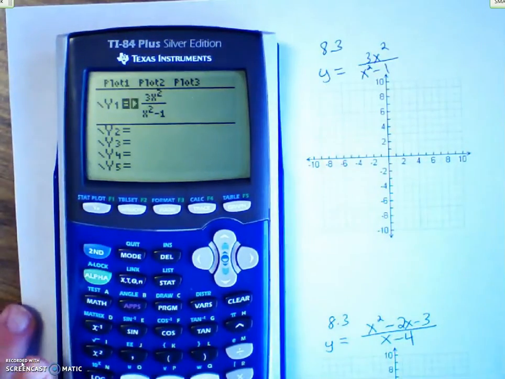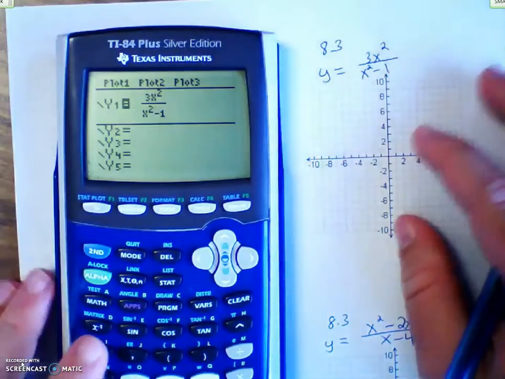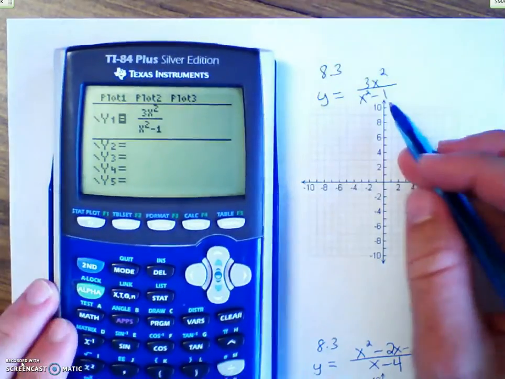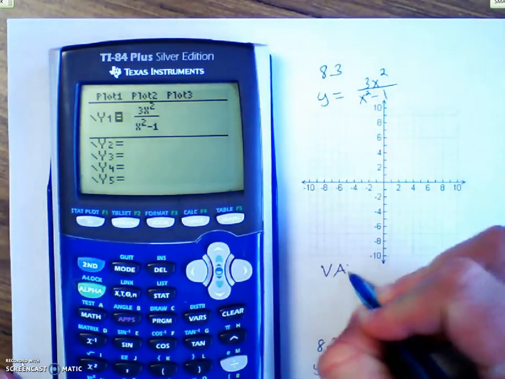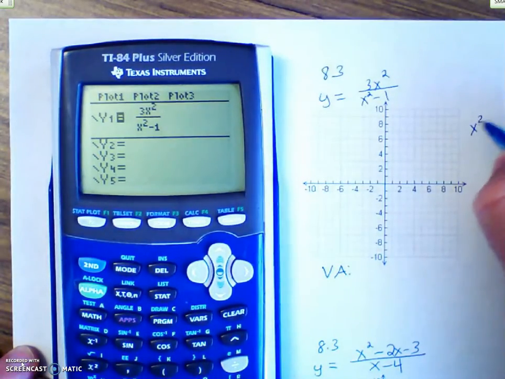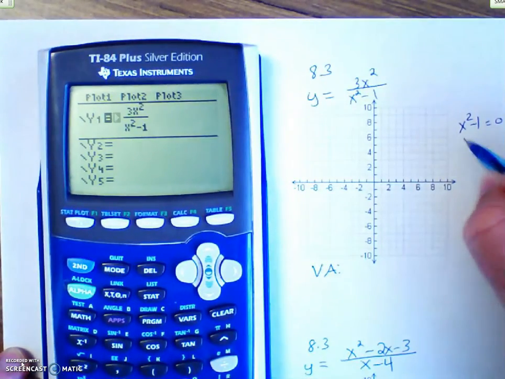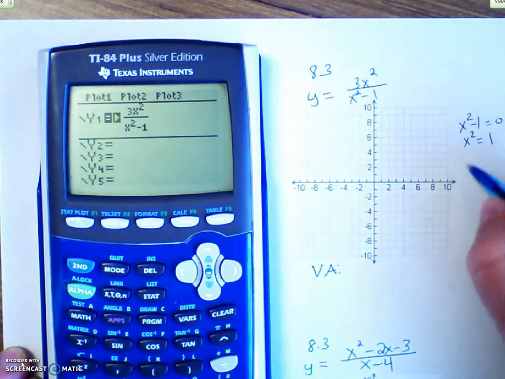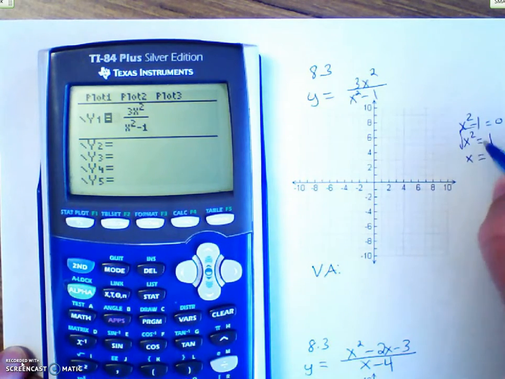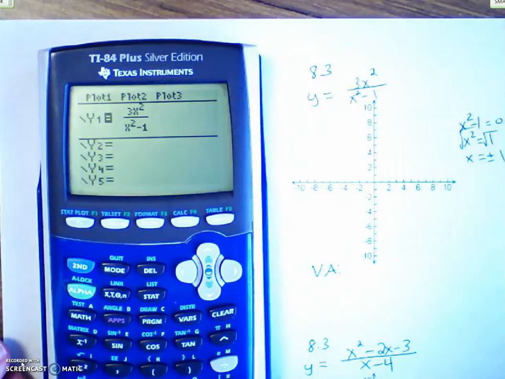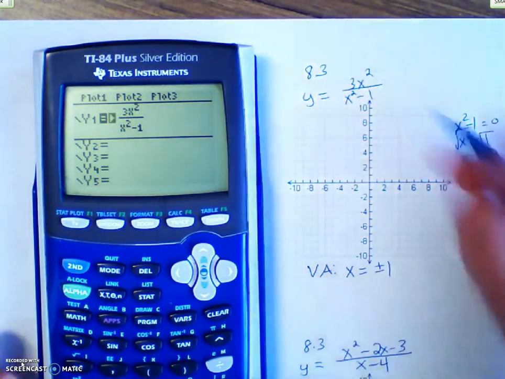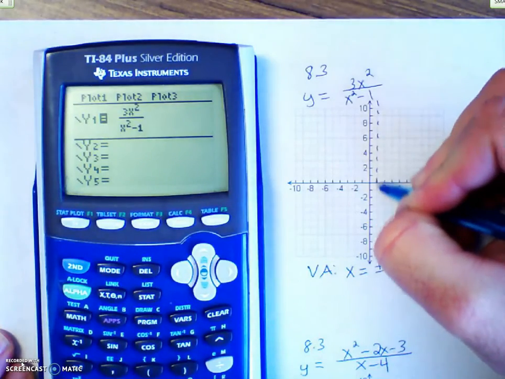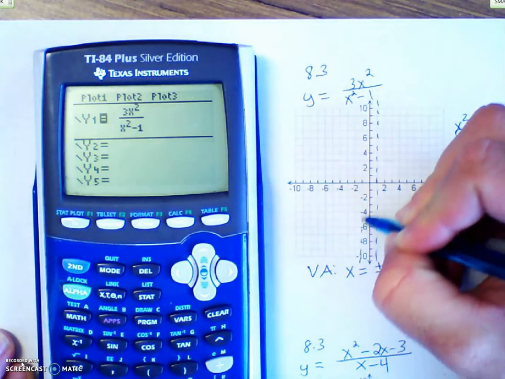All right, two more graphs to look at in chapter 8.3. The first one I'm going to do is this one, which is 3x squared over x squared minus 1. So vertical asymptote, set the denominator equal to 0 and solve. And you can do it by the square root method. And when you square root both sides, you have to make sure you include the plus and minus 1. So your vertical asymptotes, this time you got 2, are at positive 1 and also at negative 1.